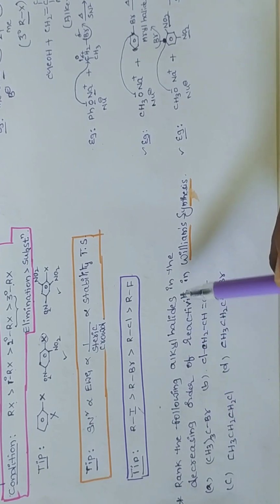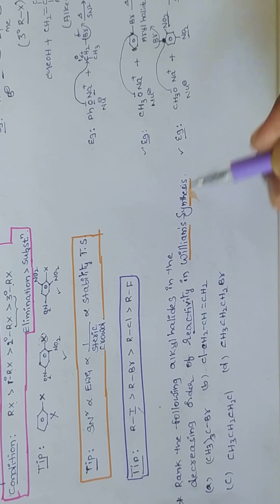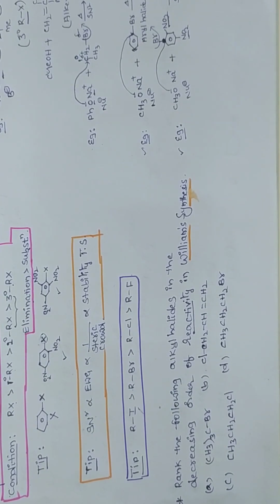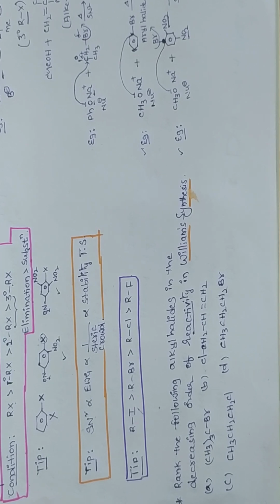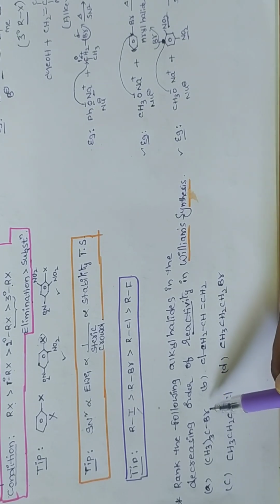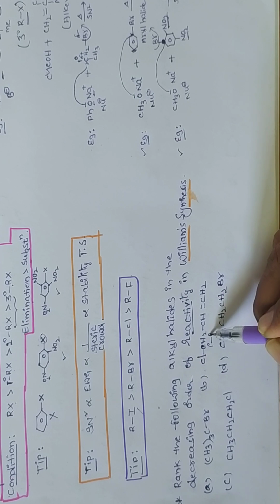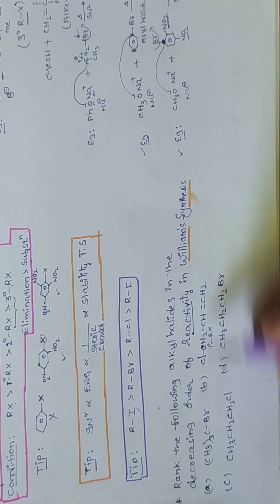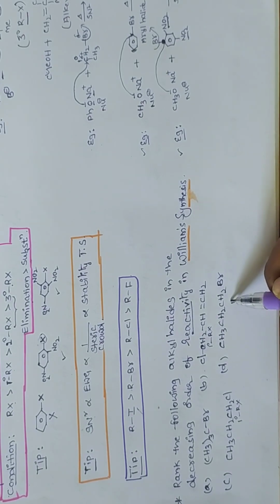Next, rank the following alkyl halides in the decreasing order of reactivity towards a Williamson synthesis reaction. Which alkyl halide is more favorable towards Williamson synthesis reaction? Now this is a 3 degree alkyl halide, not favorable. Now this is a 1 degree alkyl halide. This is a 1 degree alkyl halide. Next, this is also a 1 degree alkyl halide. Next, this is also a 1 degree alkyl halide.